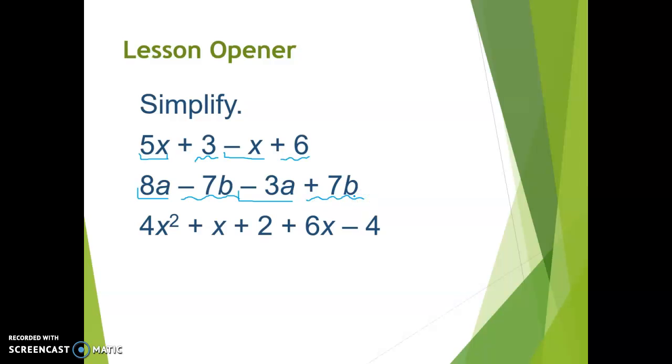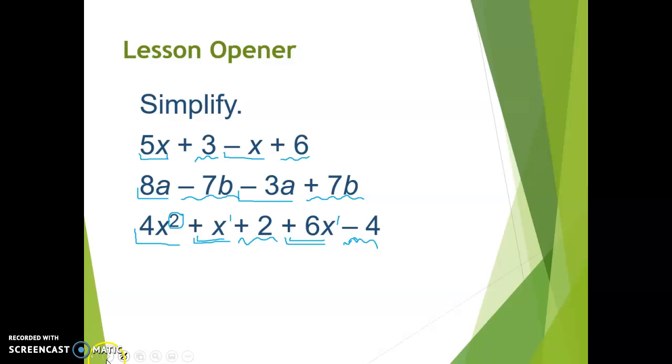We can combine those. And then in our last expression, we have an x squared term with no other x squared terms, so we can't combine that with anything. We have a positive x and a 6x, which we can combine. And then we have two constant terms that we can combine. Now, don't forget that we can't combine this x squared term with anything because it's squared, while our other x terms are just being raised to the first power.